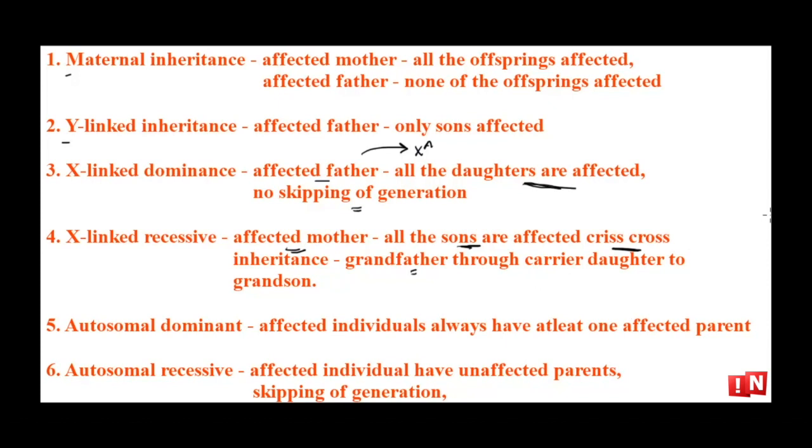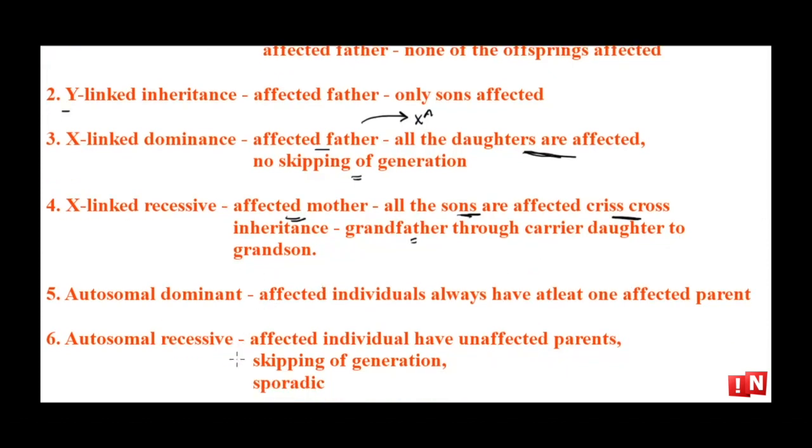Then we are remaining only with autosomal dominant and autosomal recessive. Very easy to understand. If it is autosomal dominant, you will see that almost all the generations are affected and there is an equal chance of males and females being affected. If there is an affected individual, definitely there would be at least one parent that is affected. We had seen this. If the affected individual doesn't have at least one affected parent, it means you can rule the dominant out.